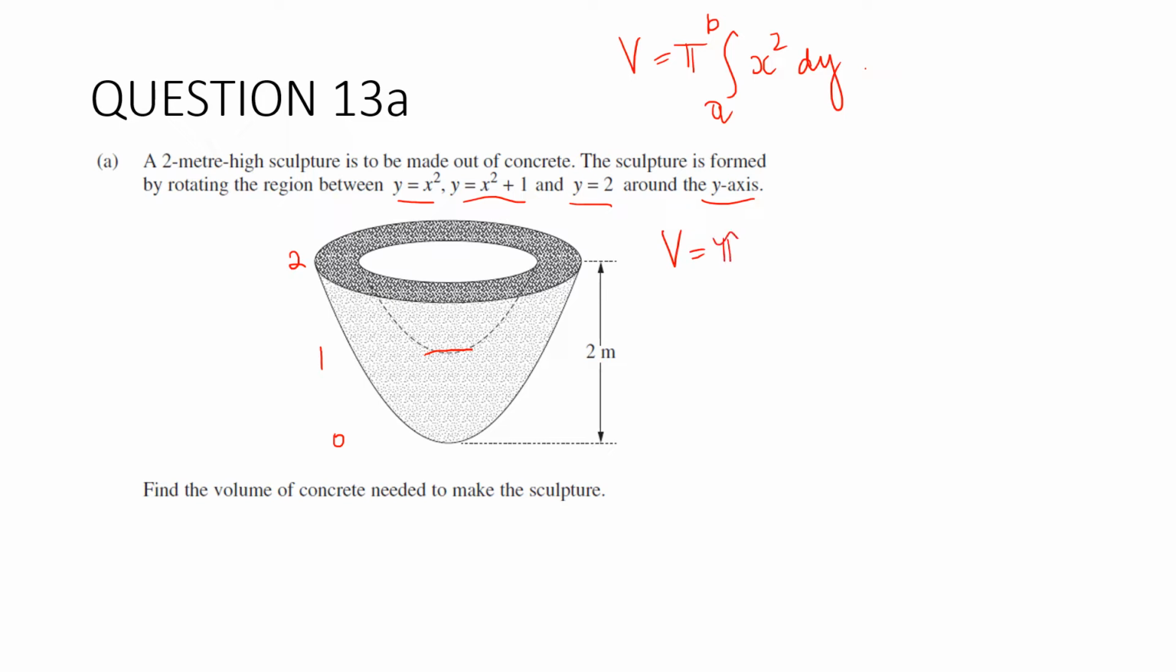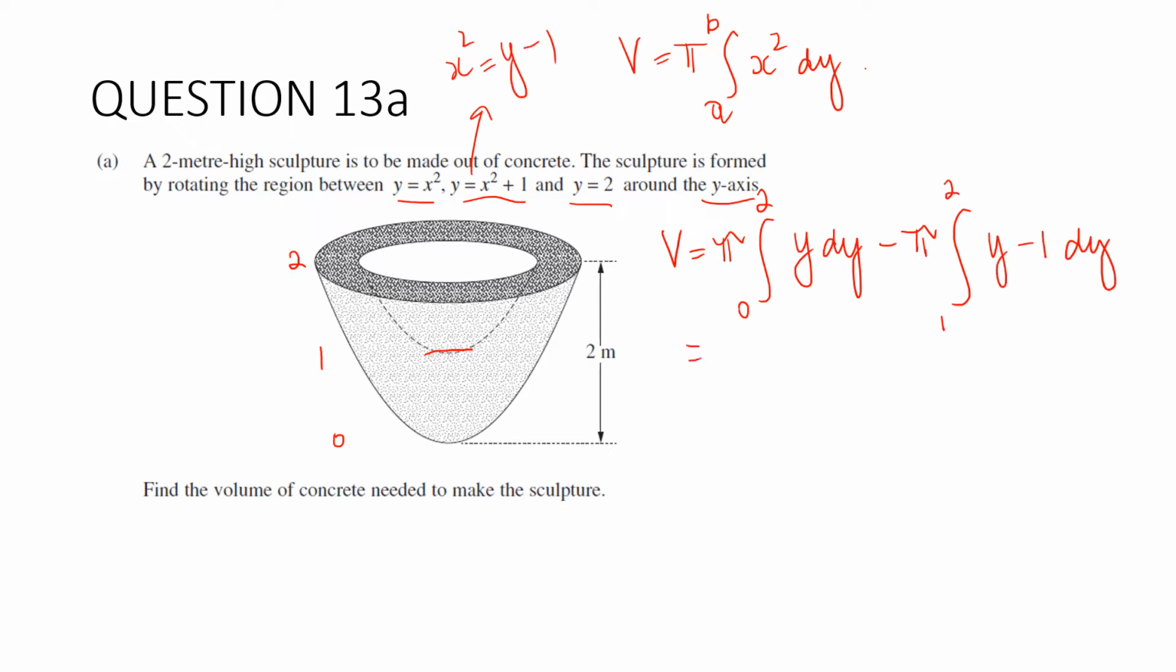Volume is equal to pi, integral between 0 and 2 of x squared, which is y, dy, take away pi, integral between 1 and 2. I want x squared, so I need to make x squared the subject. So that's equal to y take away 1, dy. Integrate. It's y squared on 2, between 0 and 2, take away pi, y squared on 2, take away y, between 1 and 2.